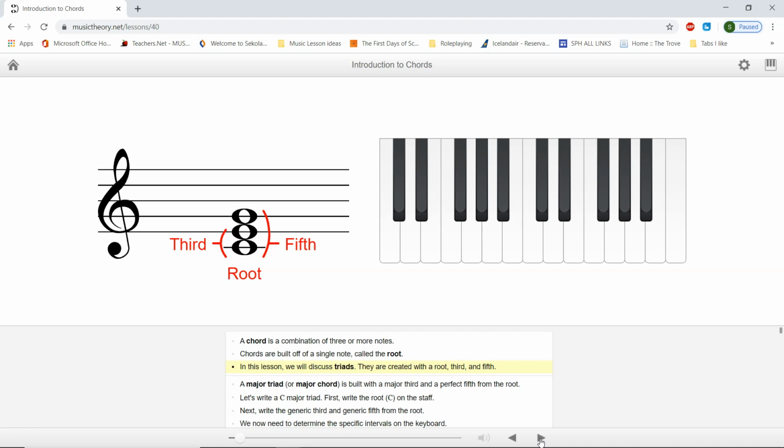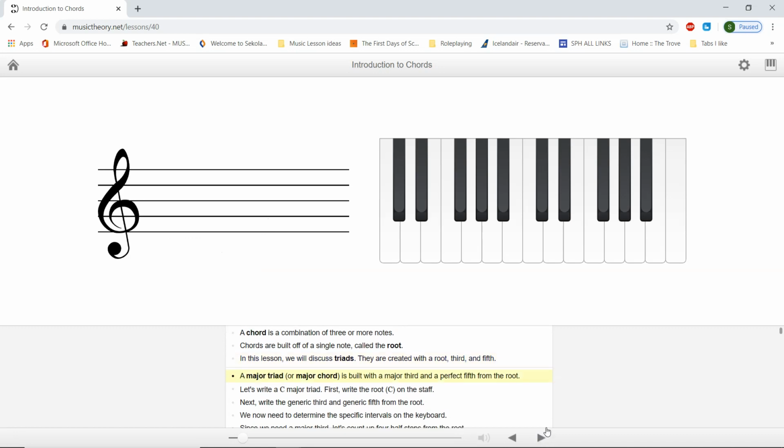The first type of triad we're going to talk about is called a major triad. A major triad is built with a major third and a perfect fifth from the root, and it's going to make a happy sound when played.